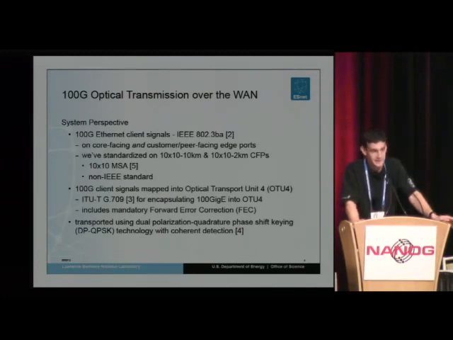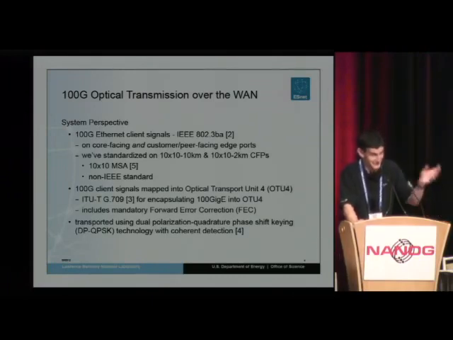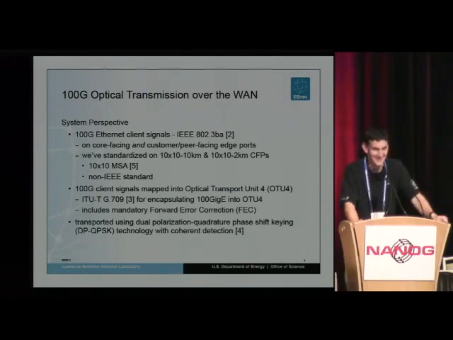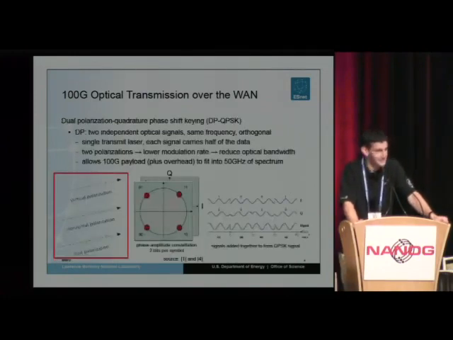And finally, a modulation scheme that's known as dual polarization quadrature phase shift keying is used to squeeze that entire 112 gig signal into this little 50 gigahertz window of optical spectrum. And so since I mentioned DP-QPSK, we might as well talk a little bit about what exactly that is.